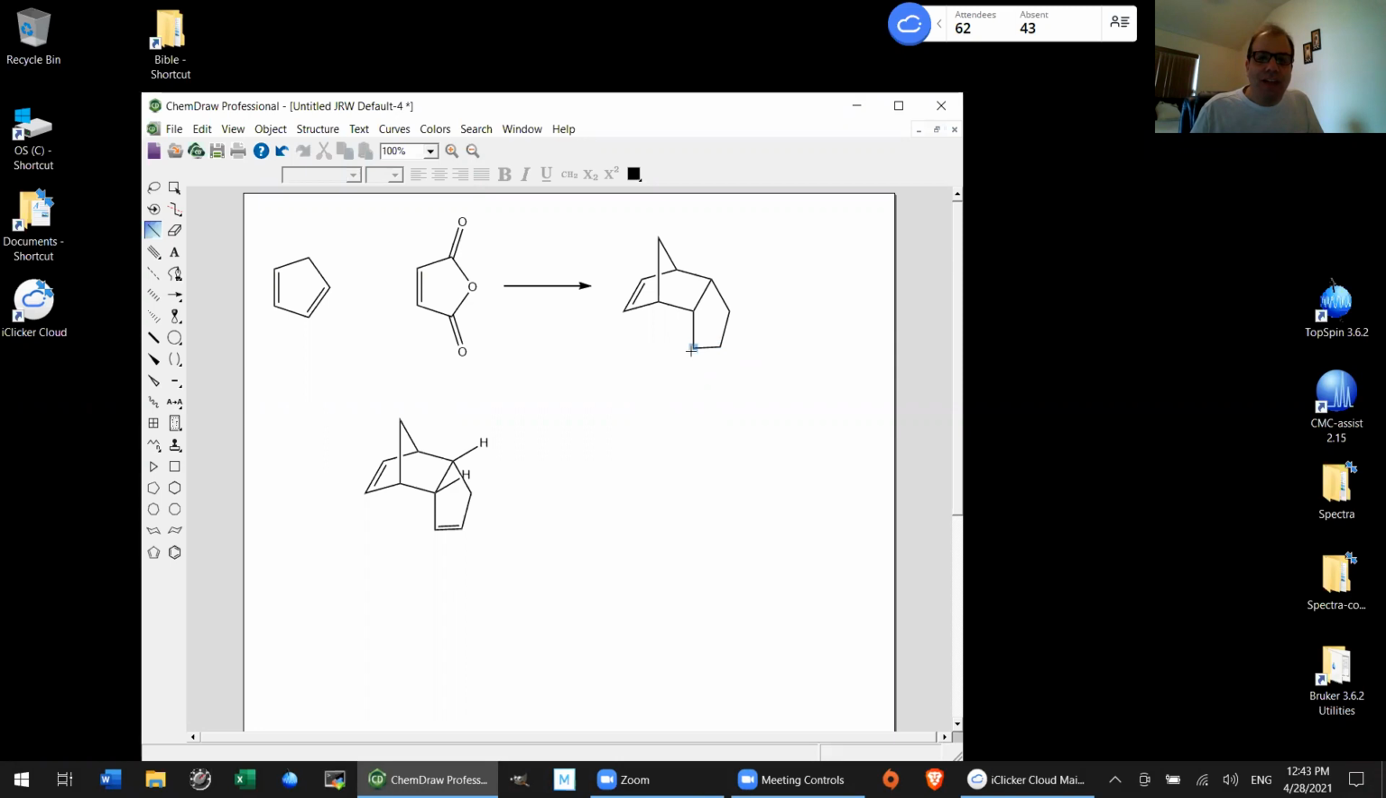Which adds, I think I'd better, I'm going to try to draw this in perspective, sort of. Ooh, that sort of almost worked. Sort of, kind of. So you get this molecule.